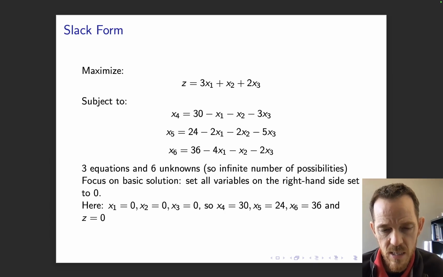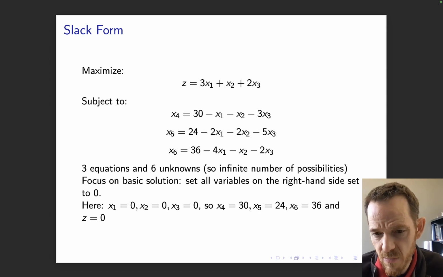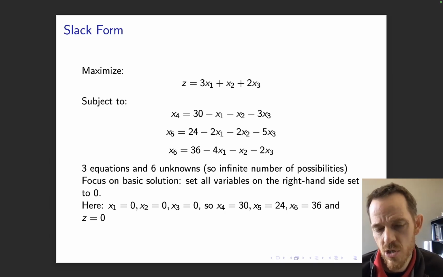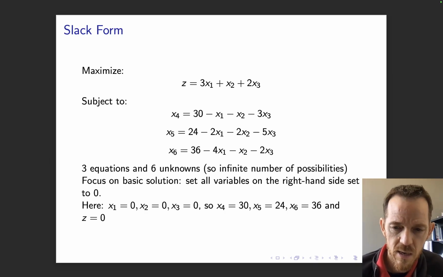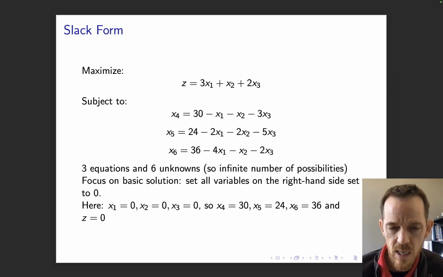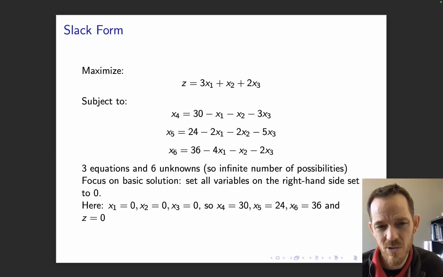So x sub 1, x sub 2, x sub 3, we're going to set to 0. So that's going to make x sub 4 30, x sub 5 24, x sub 6 36, and z equal to 0. We'll come back to this a couple times. This should never change as we're going through it. There's a lot of simple math going on, so this set of values should always hold true.